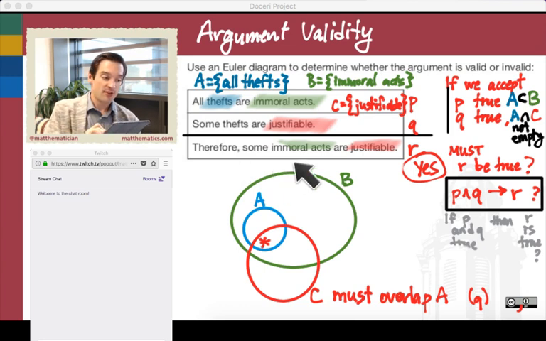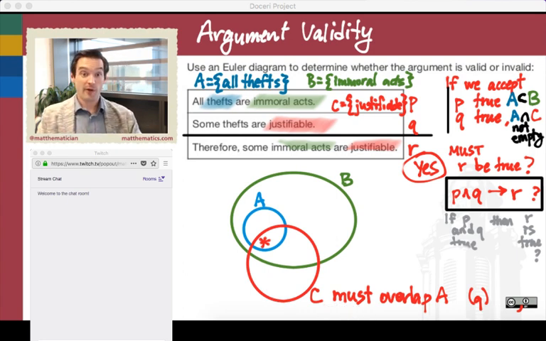So then the question is, is it true that some immoral acts are justifiable? Is there something inside of B which belongs to C? And this diagram makes it plain. Yes, there's something that belongs to B that also belongs to C. Namely, this thing right there. There's Jean Valjean in this diagram, right? This element belongs to B because it belonged to A, and A is a subset of B. But we also know that it belongs to C, again, because we accepted premise Q. So this is a valid form of argument.